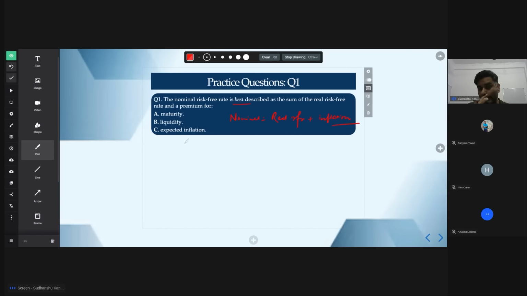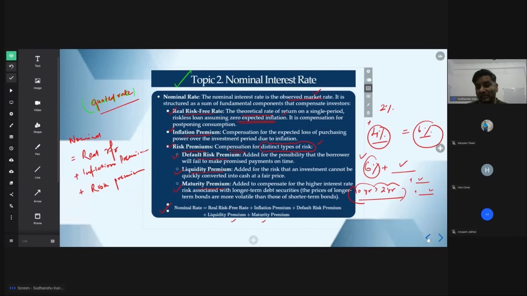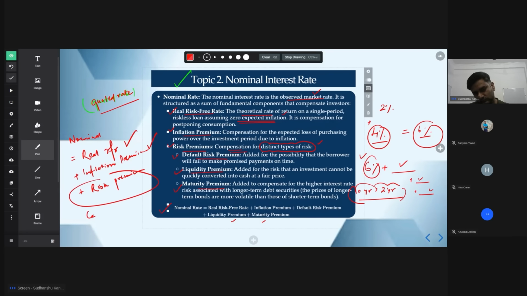Remember the rest three: default, maturity, and liquidity are case by case basis. Main two are these only. Real and inflation are main two. This is case by case basis. That's why I told you 2 plus 4 is 6%. This is main. Then depending on case by case, right? So main is real risk-free rate plus inflation. The rest three will depend on if there is a certain case or not.